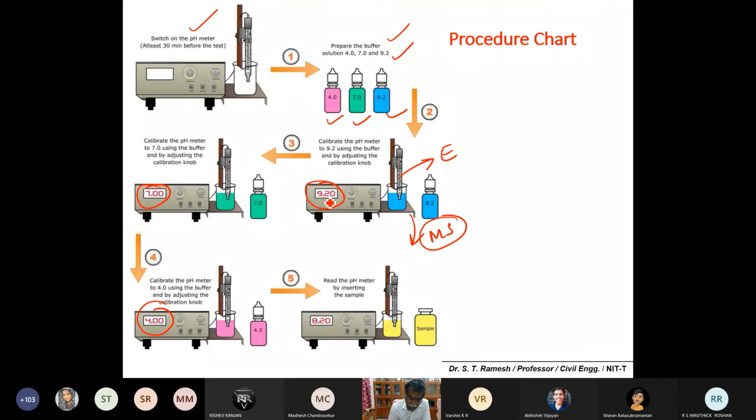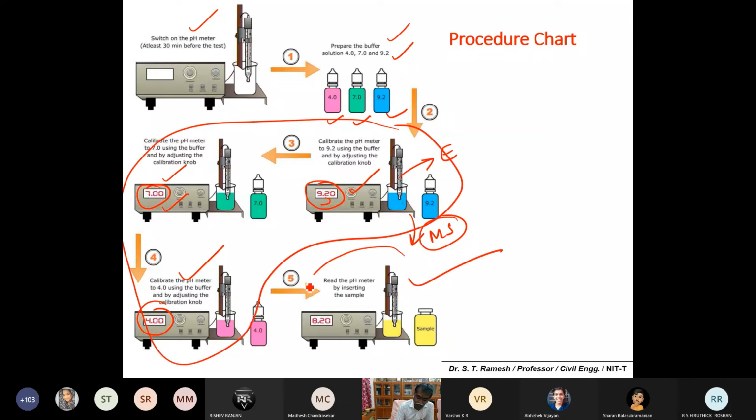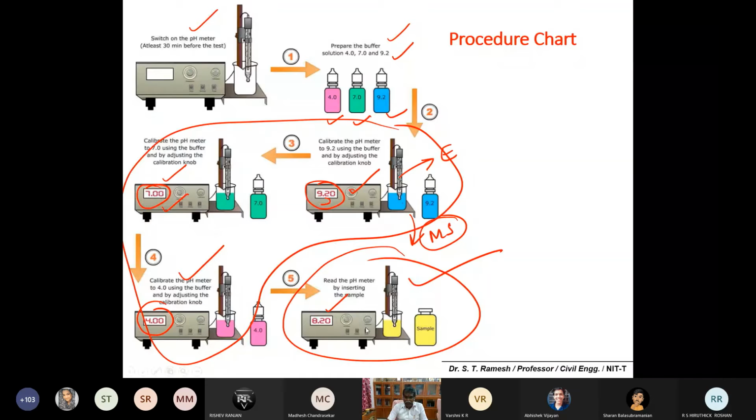For example, if it is 9.3, you adjust this calibration knob and make it 9.2. Take out this electrode, wipe it, and place it into the next buffer solution of 7. Read, and if it is 6.9 or 7.1, adjust. Otherwise, if it is 7, you need not do anything. Then the third buffer, calibrate. Once the calibration is done, you can go for a measurement of the sample. Thereby you can read out the pH of the solution as a particular value, sample as 8.2.